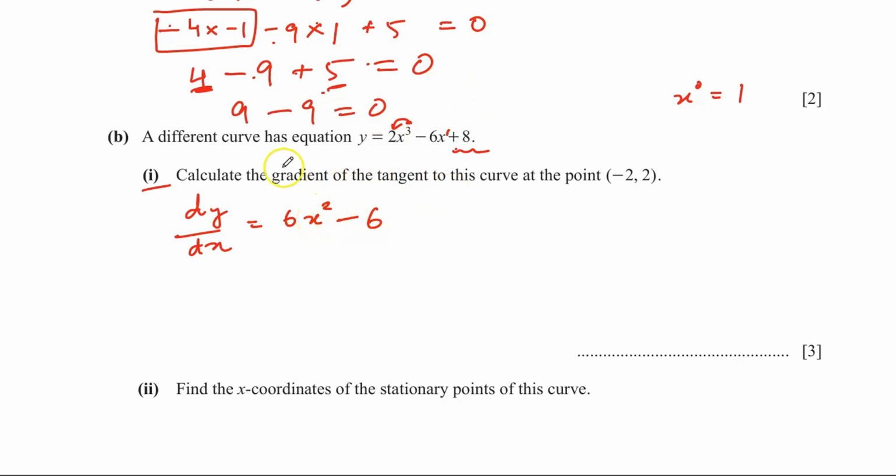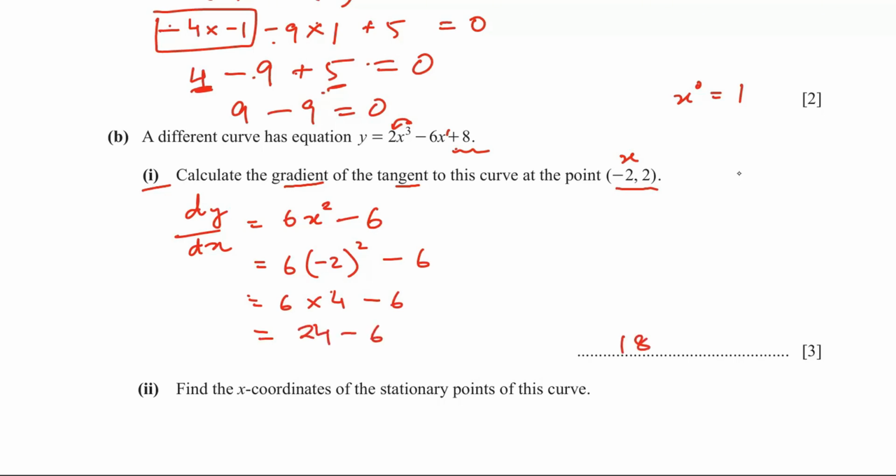Now we need to calculate the gradient of the tangent at the point -2, 2. So let us substitute this value of x into our derived function. So let's say this as 6 times negative 2 all squared minus 6. That is 6 times negative 2 squared is 4, minus 6, and that is 24 minus 6. 24 minus 6 is 18, and that is the gradient of the tangent.